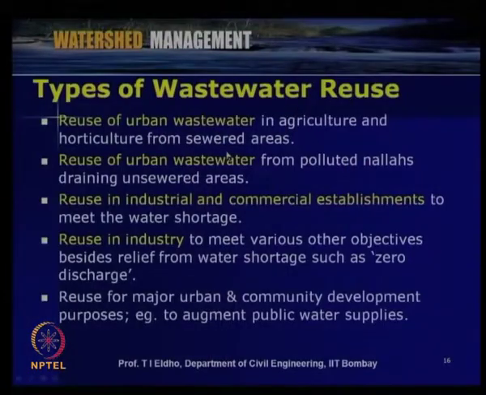Now let us look into the different types of wastewater reuse. First, the reuse of urban wastewater in agriculture and horticulture from sewered areas. As we were discussing earlier, we can give some primary or secondary treatment and then directly reuse it. Then, reuse of urban wastewater from polluted nallas draining unsewered areas. There the wastewater will be much more polluted, and we may have to give more treatment depending upon the intended use. And then, reuse in industrial and commercial establishments to meet water shortage.